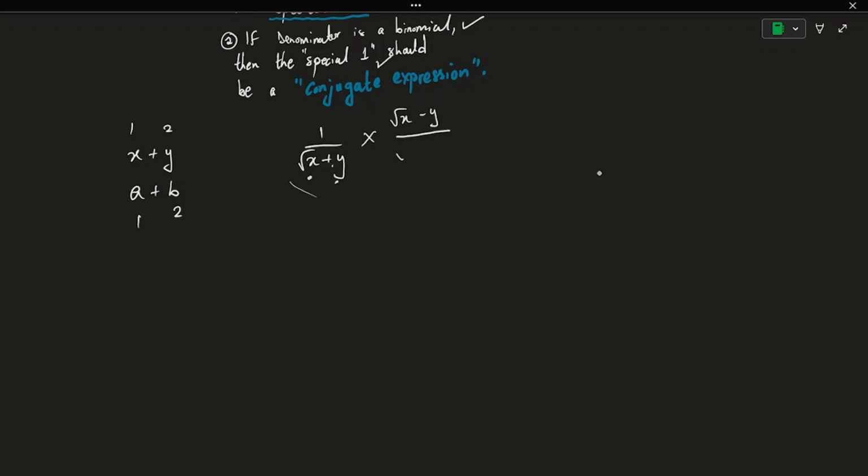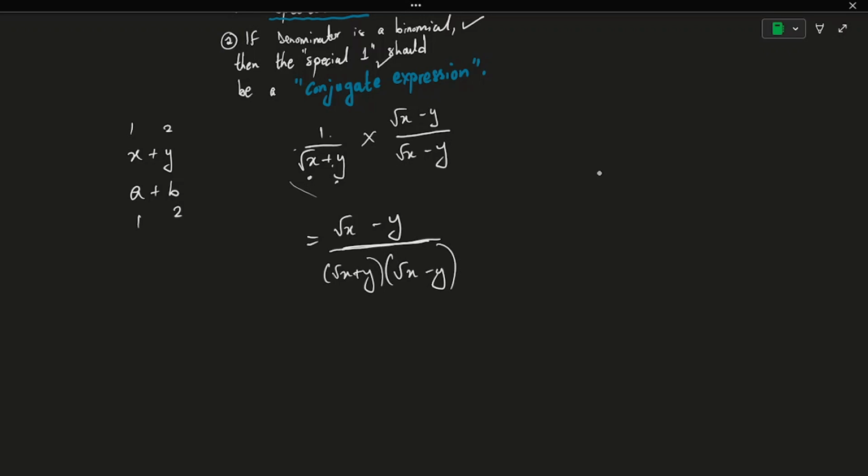And because it's a special one, we also need to divide this by itself because we want to multiply by 1. This then gives us 1 multiplied by root of x minus y. This doesn't change the numerator, so we'll just have root of x minus y divided by, let me just write it in bracket form, root of x plus y multiplied by root of x minus y.